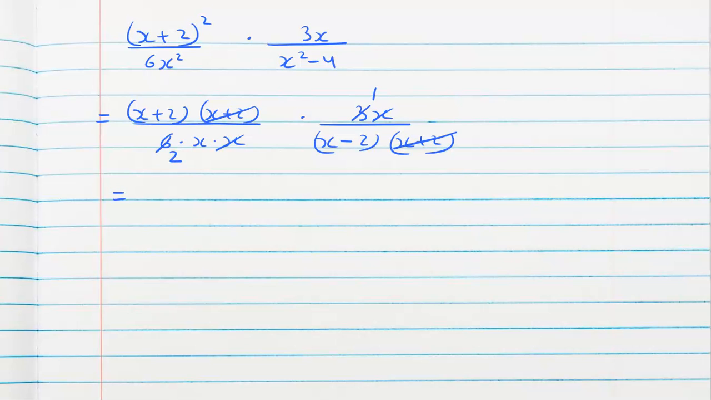So our answer will be, for the numerator, what is left? This term right here, x plus 2. For the denominator, we have 2 and x, 2x, and the remaining x minus 2. And this answer cannot be simplified further, so we will leave it as it is.